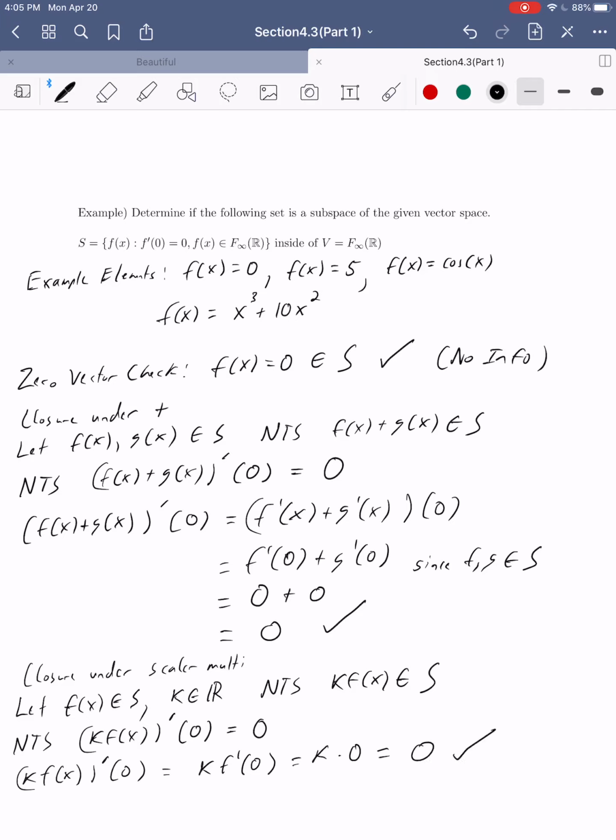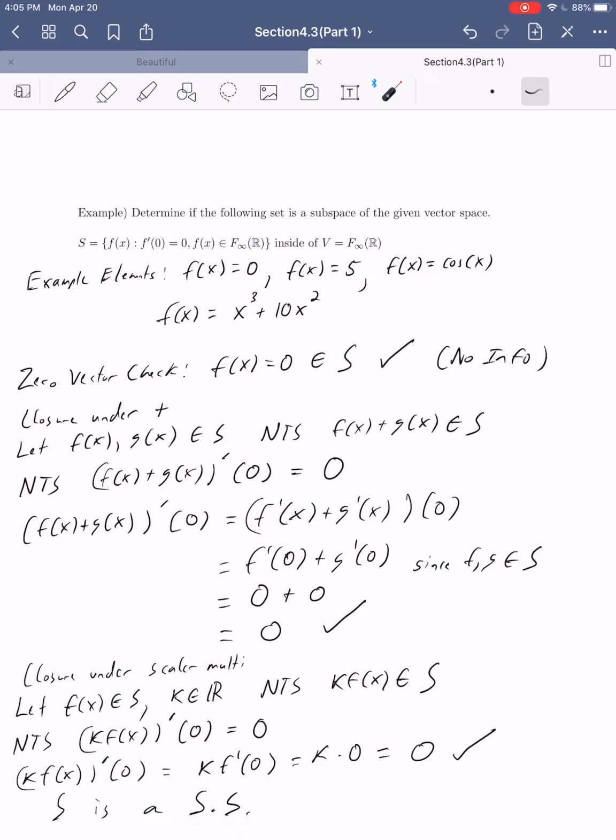So we did it. We just showed that it is closed under addition, it is closed under scalar multiplication. All other 8 properties come for free because we know we're working in this vector space. So we now know S is a subspace. So we've just shown that this set of functions is a subspace.